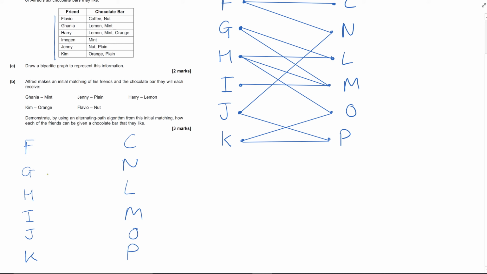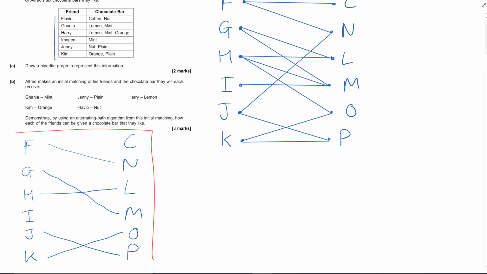So G is matched with M, Jenny with plain, so J with P, H with L, K with O, and F with N. Okay, so this whole section here is just workings. It's not actually part of the final solution.